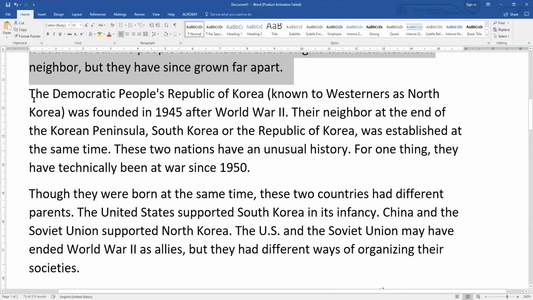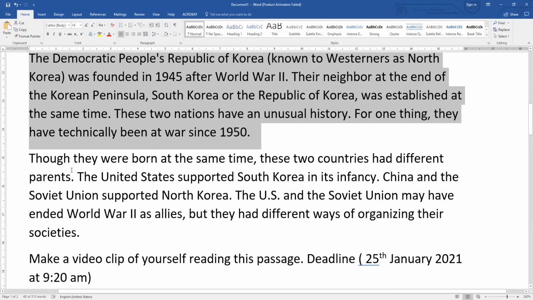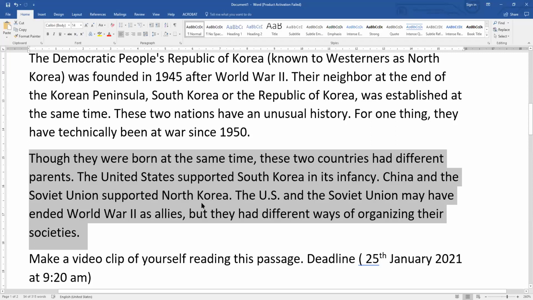The Democratic People's Republic of Korea, known to Westerners as North Korea, was founded in 1945 after World War II. Their neighbor at the end of the Korean Peninsula, South Korea, or the Republic of Korea, was established at the same time. These two nations have an unusual history. For one thing, they have technically been at war since 1950. Though they were born at the same time, these two countries had different parents. The United States supported South Korea in its infancy. China and the Soviet Union supported North Korea. The US and the Soviet Union may have ended World War II as allies, but they had different ways of organizing their societies.